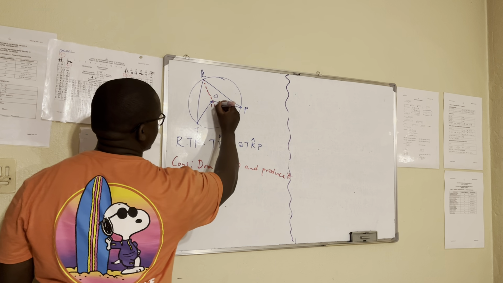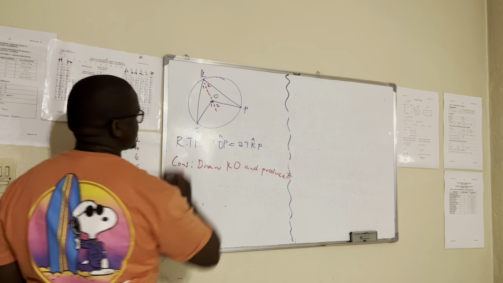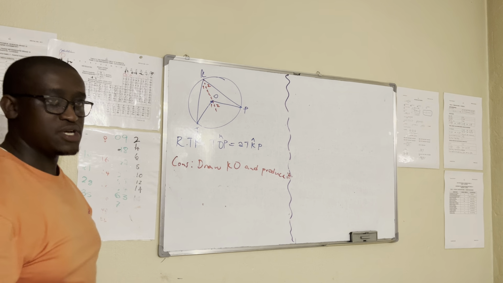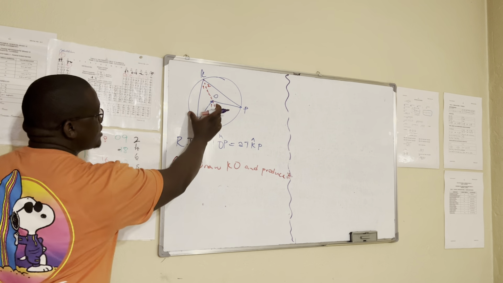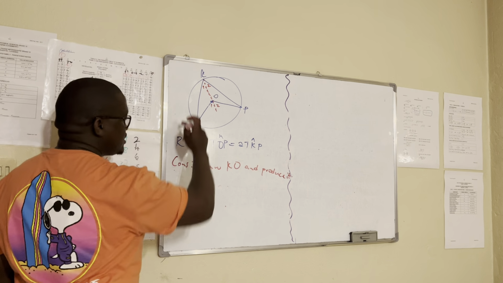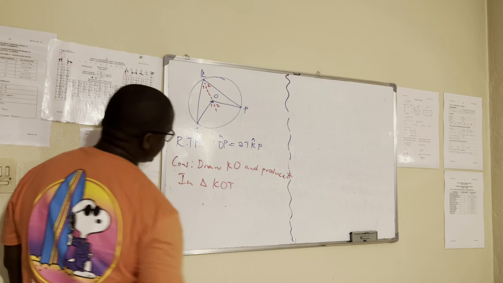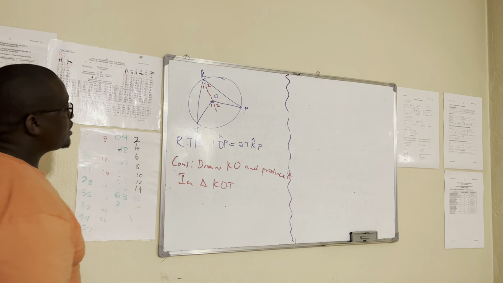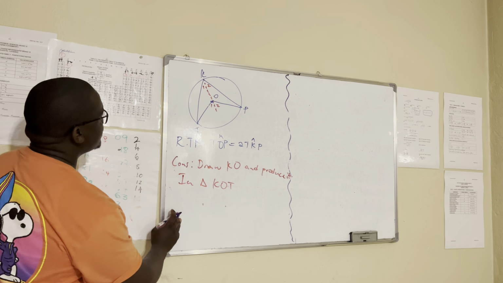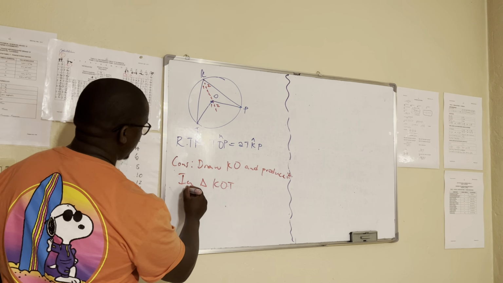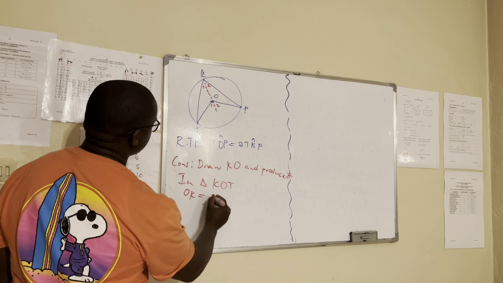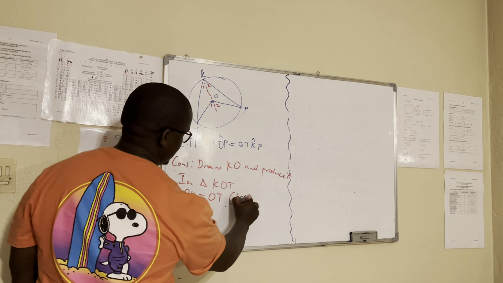Then I can label these angles 1, 2, 1, 2, because it's easier for me. My focus is going to be on triangle KOT. So I can say in triangle KOT, OK is equal to OT. The reason is radii.